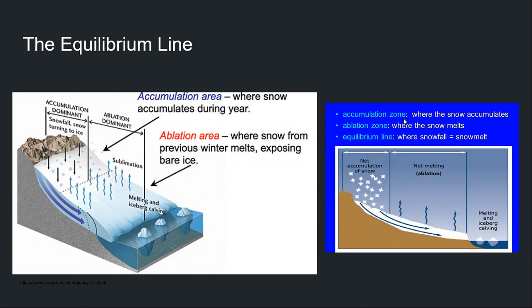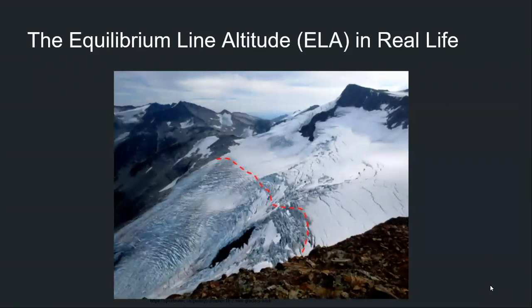So the accumulation zone is just where the snow accumulates. The ablation zone is where the snow melts, and the equilibrium line is where you have as much snowfall as you have snow melt. That's where you're not gaining or losing any ice mass. And that moves from year to year, season to season. It's a very important concept because it tells us at just a glance how well a glacier is doing. Is it melting a lot? Is it accumulating a lot? That is very precious information.